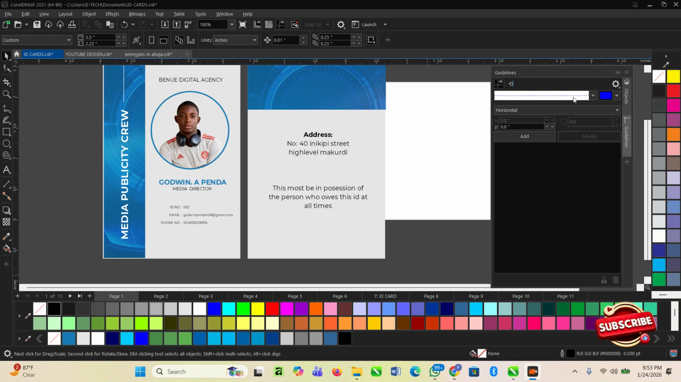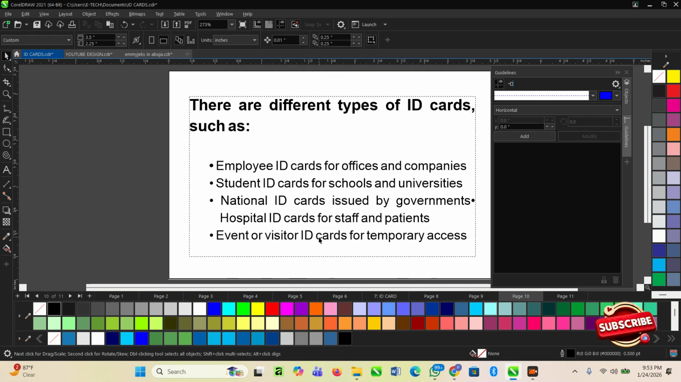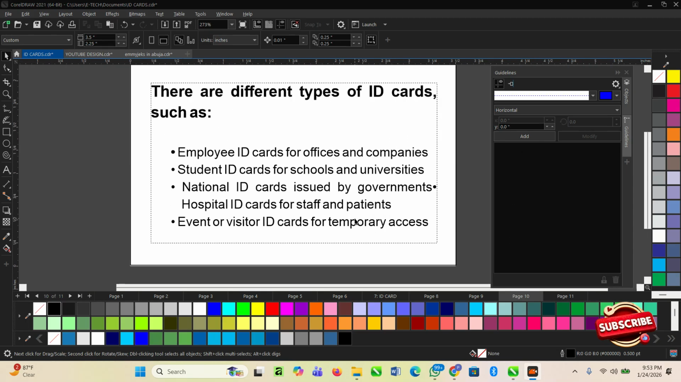Let's forge ahead to the next discussion. There are different types of ID. We have the employee ID, for a bank for example. As a bank staff, you can have your employee ID, or for a company. You have the student ID, having your school details on it. Your national ID is the nationally accepted form of identification by your country, like your Nigerian ID, your Ghanaian ID, your US ID, your driver's license.